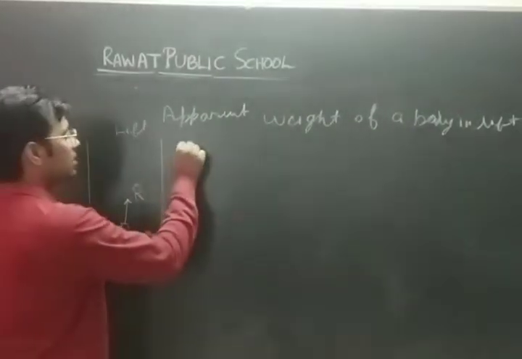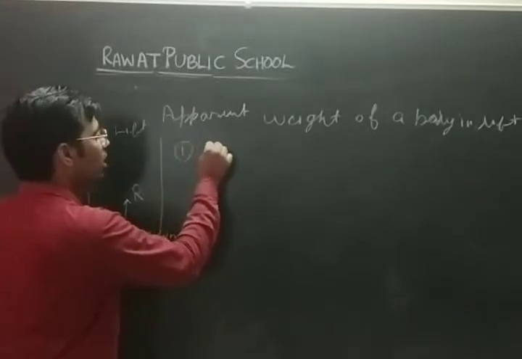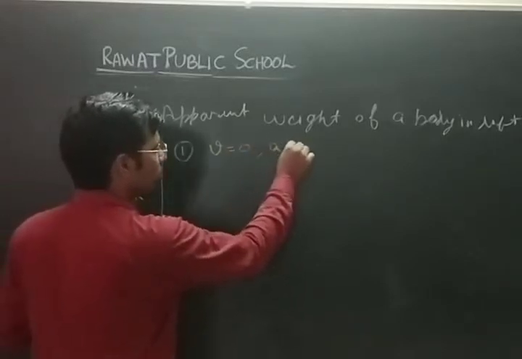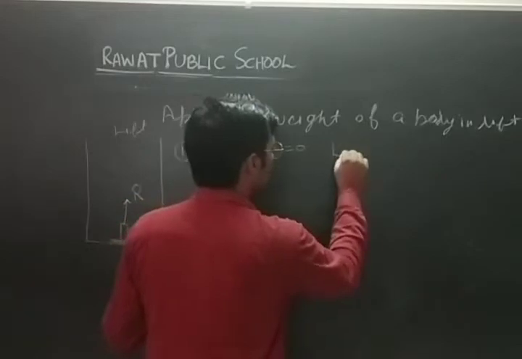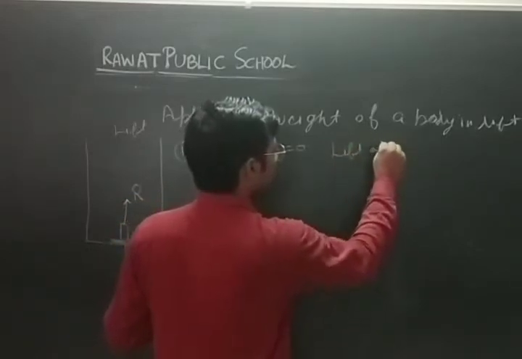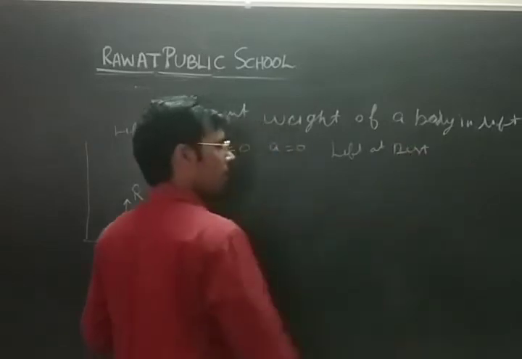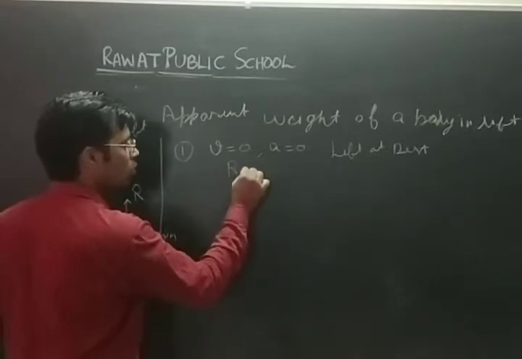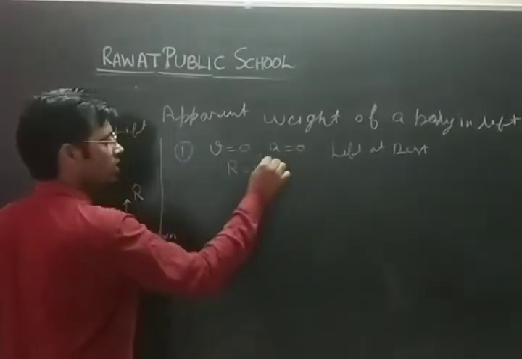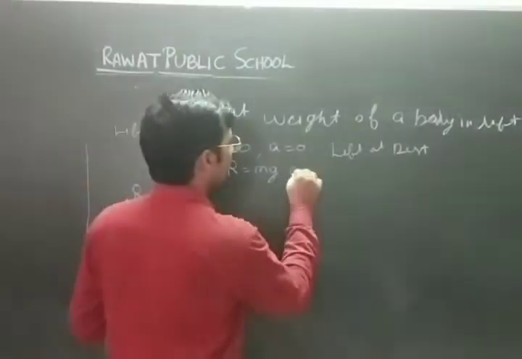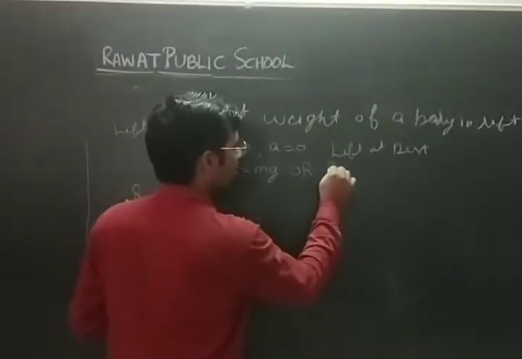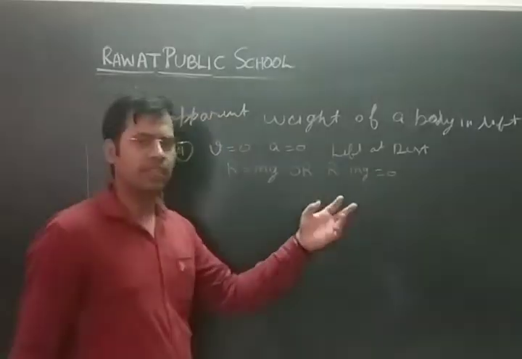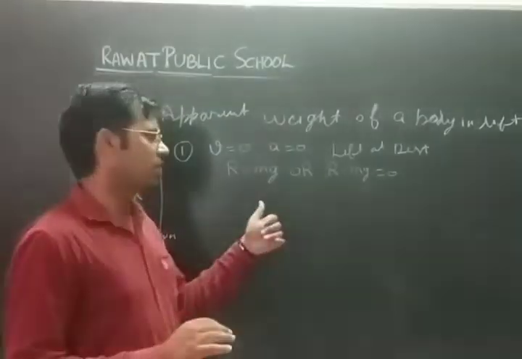Now there are certain conditions. The first condition is when the lift is not moving. In that condition, v is equal to 0 and the acceleration of the object is also 0. That means the lift is at rest. In this case, we can write R is equal to mg, or in the simple way we can write this expression as R minus mg is equal to 0. If we use this concept, it is applicable everywhere, all the time.